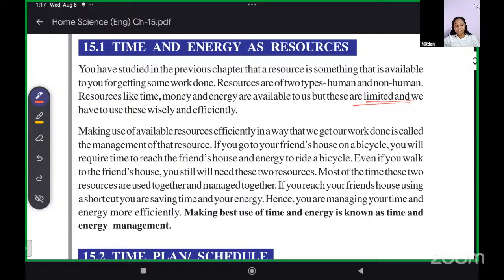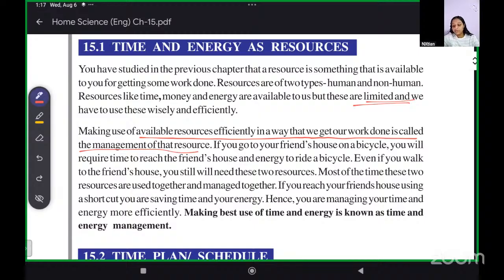Making use of available resources efficiently in a way that we get our work done is called the management of that resource. Now, what is management of a resource? It is when we use the available resources efficiently in the way that it gets our work done. That is the management of that resource.